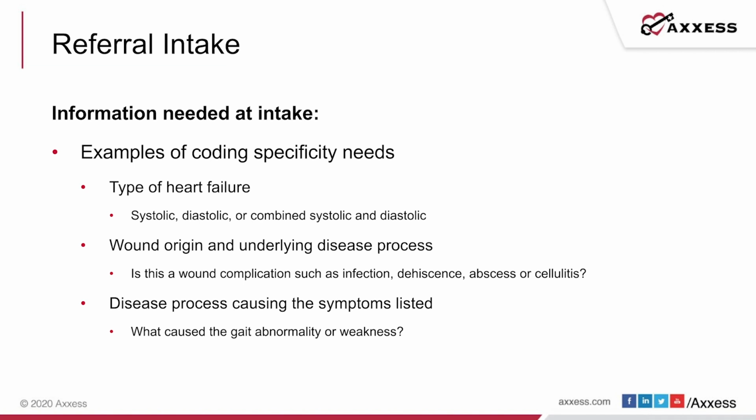And then find out if it's a complication, such as an infection or a dehiscence or an abscess or cellulitis, for example. And then once you have that information, you want to find out what disease process is causing symptoms that might be listed. For example, if you get a referral with unsteady gait or weakness, you want to find out what's causing that gait abnormality. Rather than just take the weakness or the gait abnormality, ask the provider and the referral source, what is the underlying cause of that weakness or abnormality? Is it the COPD or CHF that causes their endurance to be so bad that they're just sitting around and becoming weak? Or what exactly is causing these symptoms?